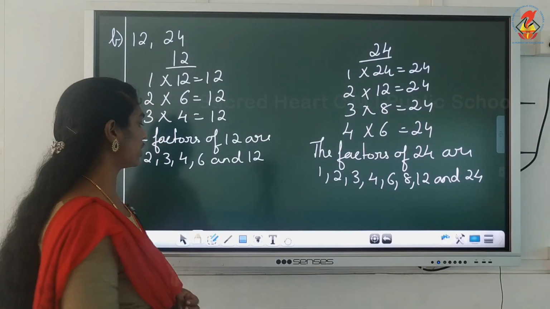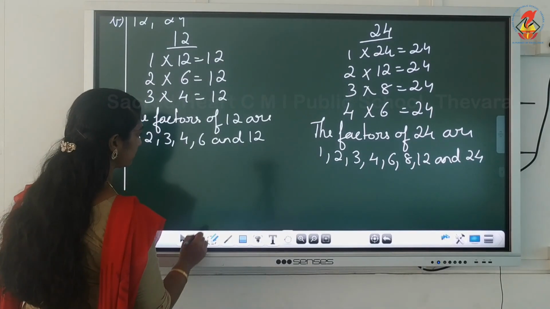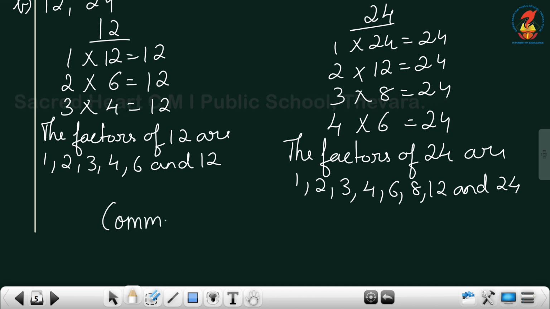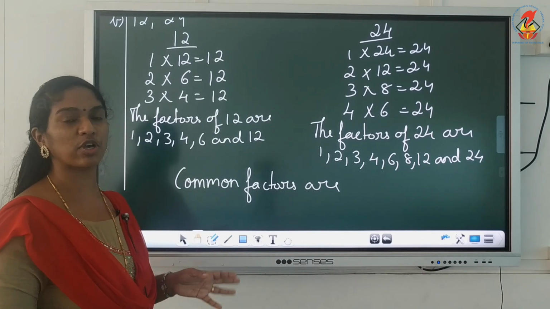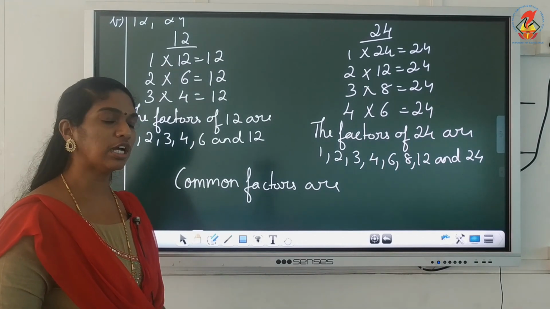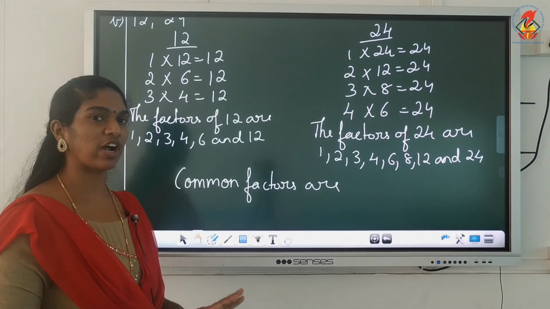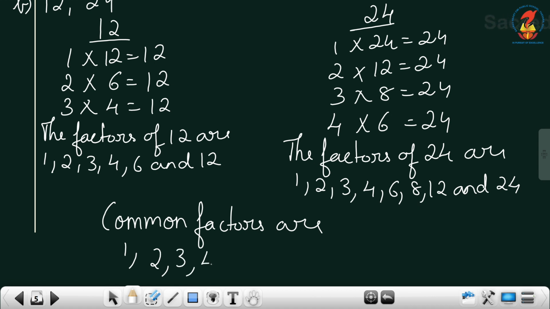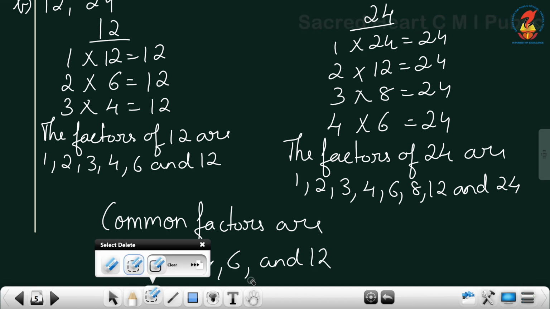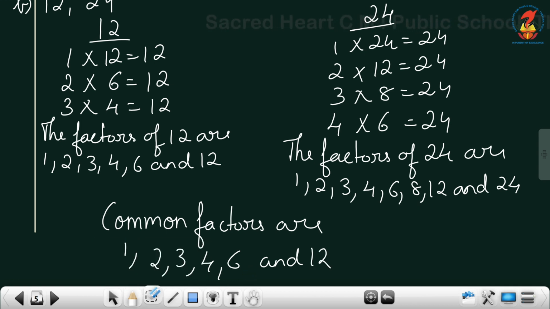Okay. Now we will see which are the common factors. Which are the common factors? 1. Children, 1 will be surely there in all the questions because we know 1 is a factor of every number. So, in common factors, surely 1 will be there. So, common factors are 1, 2, 3 is common, 4 is common, 6 is common and 12 is common. So, the common factors are 1, 2, 3, 4, 6 and 12.